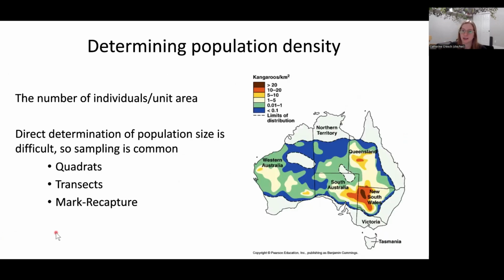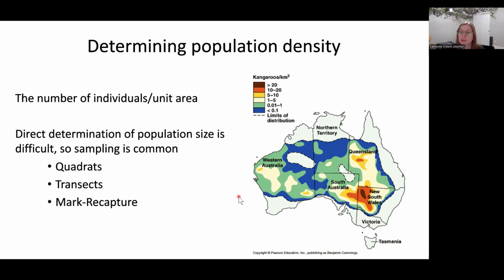Here's another diagram showing us some population information. So this is going to be Australia. And in Australia, we are looking at the density of kangaroos. So imagine that you wanted to study kangaroos. If this was our range, we would just look at the hash line here, and we would know that we can find kangaroos anywhere within this area, excluding these two islands.